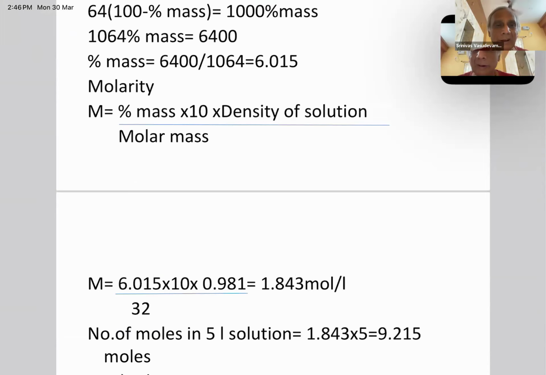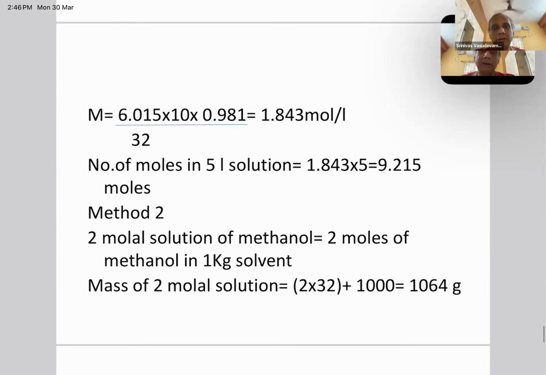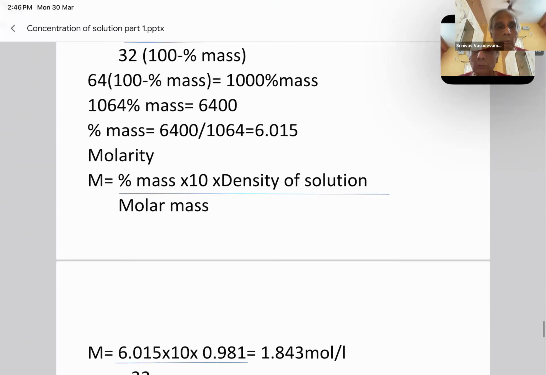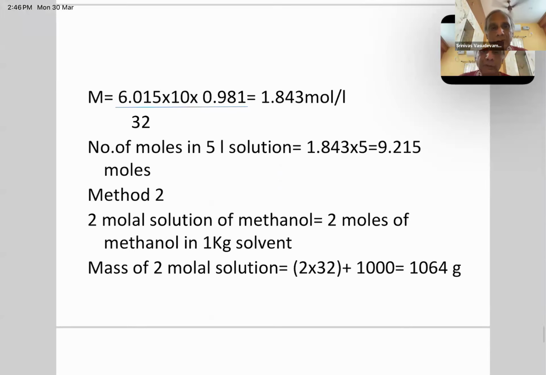So molarity is percentage mass by molecular mass into 10 into density. So 6.015 by 32 into 10 into 0.981, which is 1.843 mole per liter. Number of moles in 5 liter solution, multiplied by 5, 1.843 times 5 is 9.215 moles.